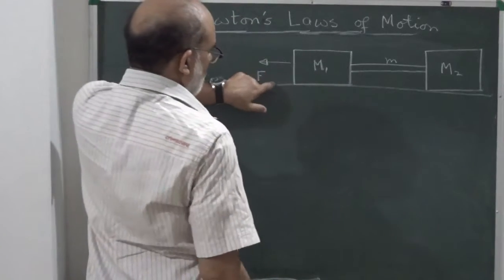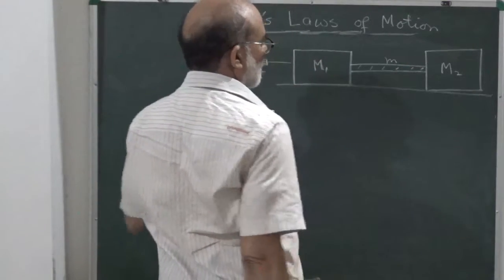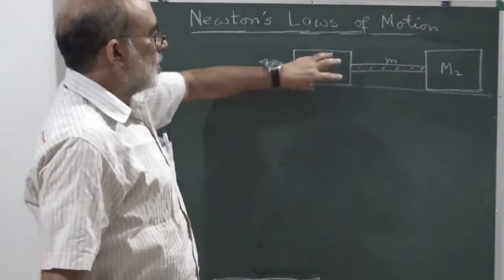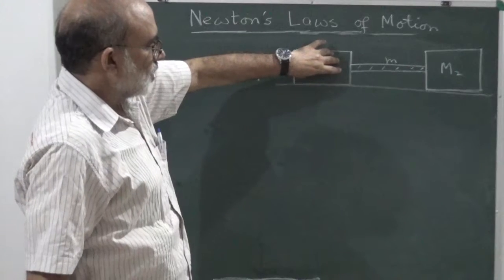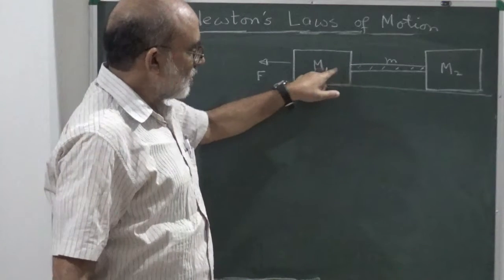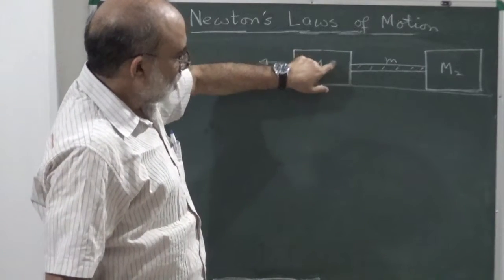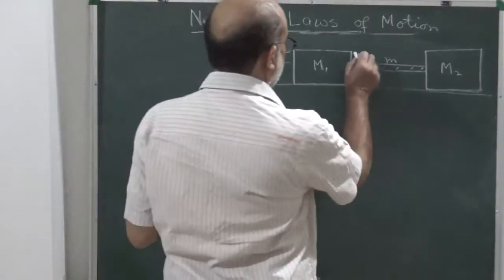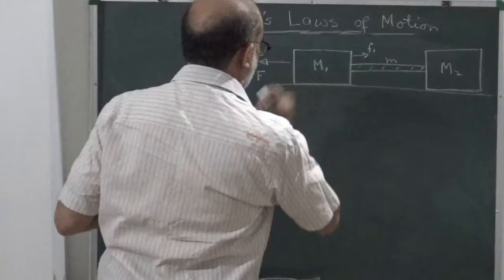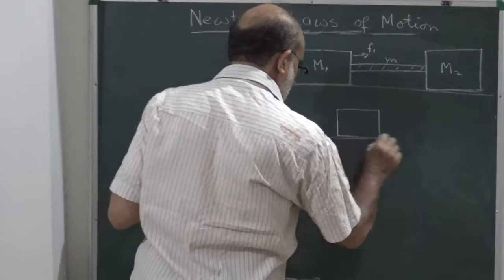If this is the string having a certain mass m, this is our system. This external force, and the force by which the rope pulls the mass m1, will act as action on the system. If the rope pulls this block by, say, small f1, and you draw it, this is called a free body diagram.